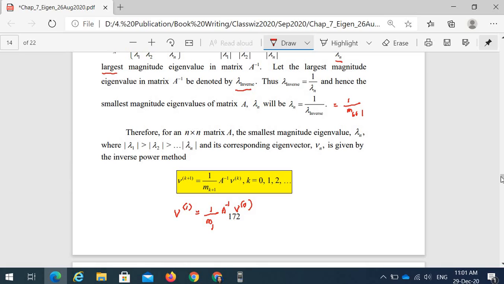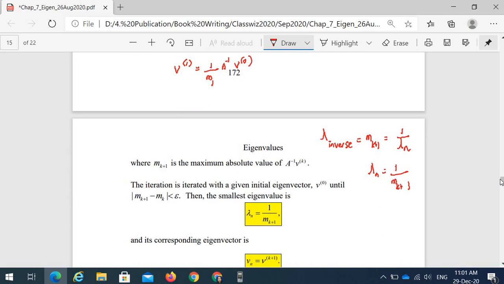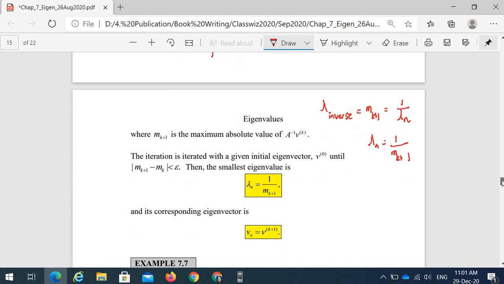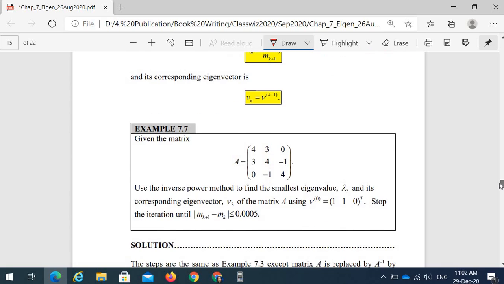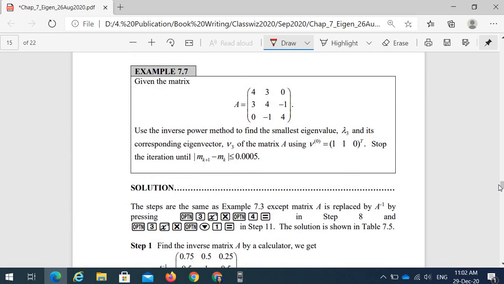Okay, so you take A inverse, multiply VK, then from the A inverse multiply VK, determine the maximum magnitude, then that will be the MK plus 1, and then divide by MK plus 1, we get V at the next step. So the process is repeated until the modulus MK plus 1 minus MK is less than epsilon, then the lambda n is actually 1 over MK plus 1, and its corresponding eigenvector is Vn equal to Vk plus 1. Okay, let's look at one example.